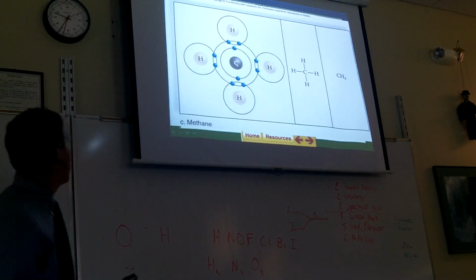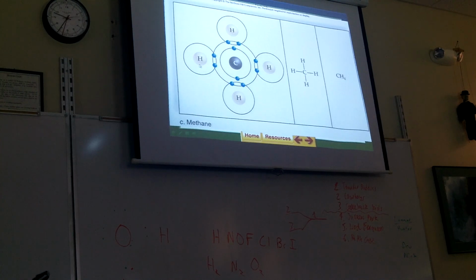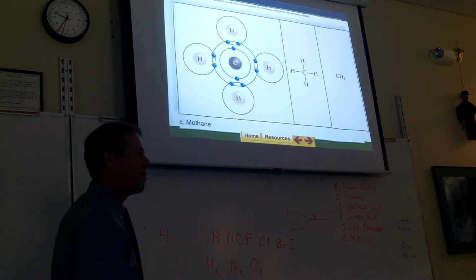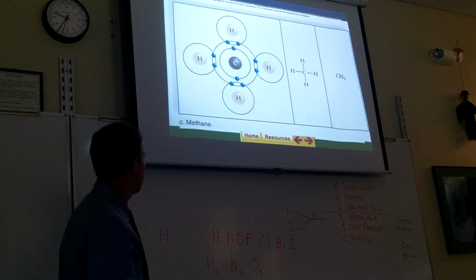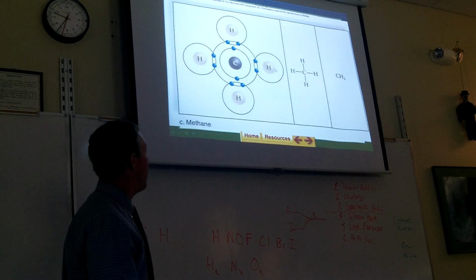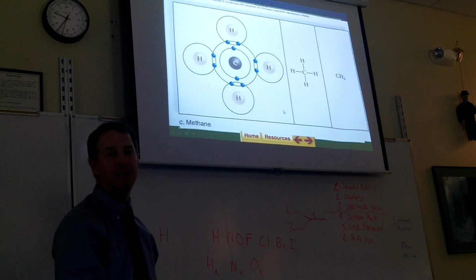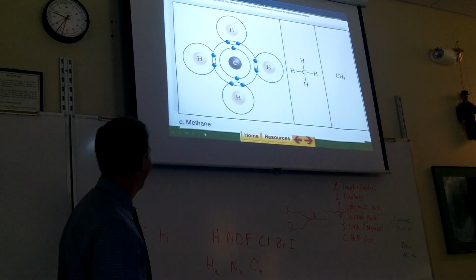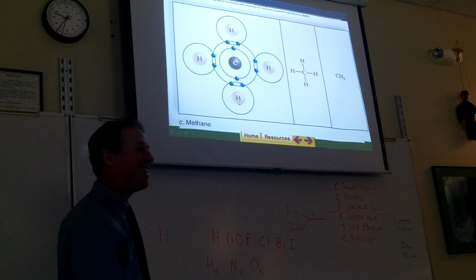Look at this. This is CH4, methane. This carbon has 4 electrons in its outer level, and it shares with 4 different hydrogens to form methane, CH4. That's a gas. Y'all ever heard of methane gas? It's a very flammable gas. It's a big constituent of cow farts. Cow farts have a lot of methane.